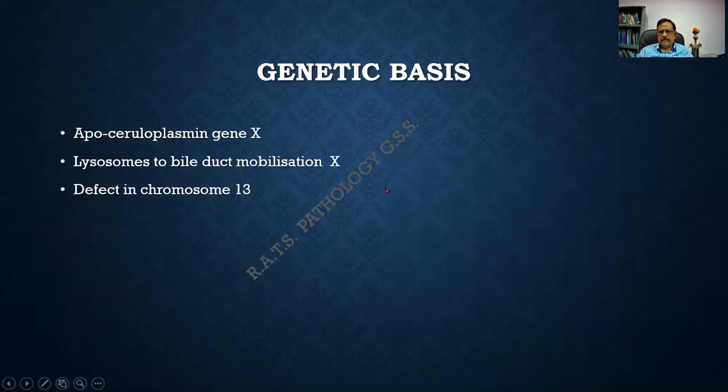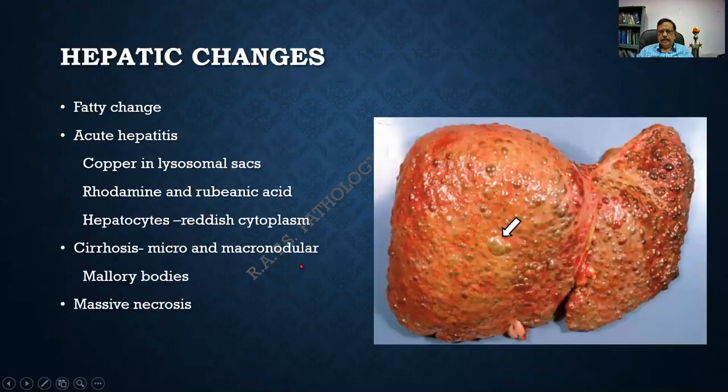These are the genetic basis of it. If possible, please do remember at least chromosome 13. And there is a particular gene in it called the apoceruloplasmin gene which can be defective. What are the organ changes? As I had mentioned, always think of the subheadings. The subheadings will take you to the answer. We had seen the mode of inheritance, the pathogenesis, and now we are coming to the pathology.